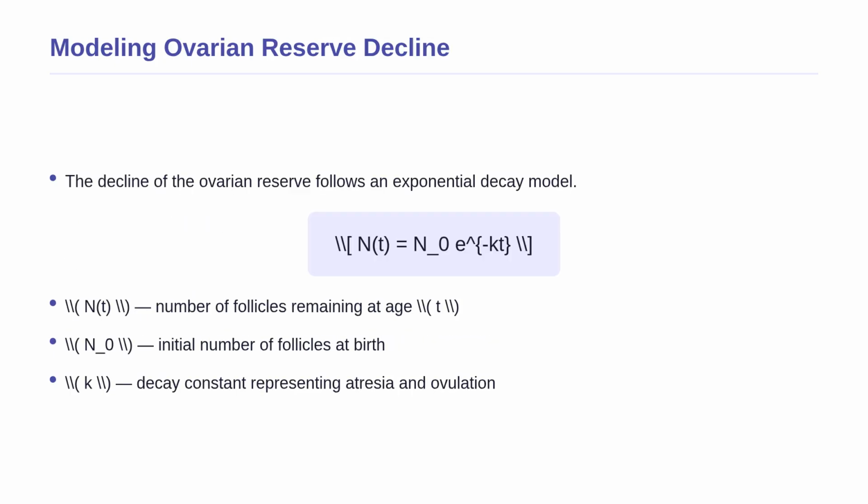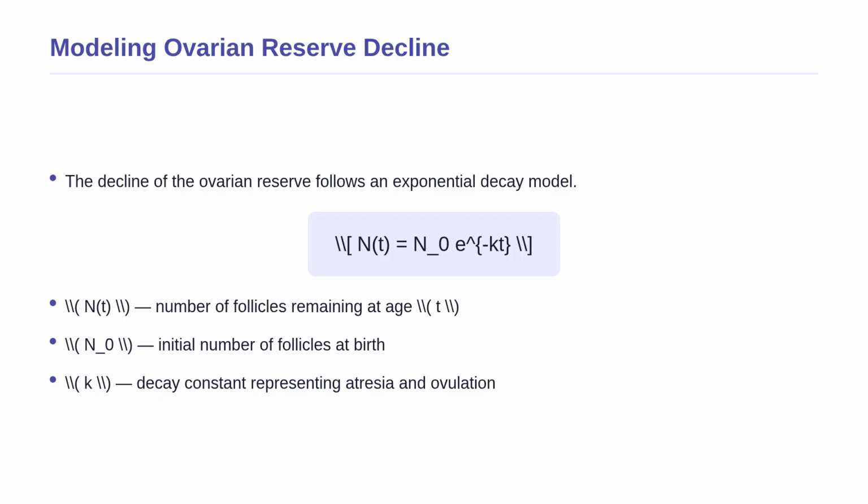This concept of a depleting reserve leads us to an important mathematical model. We can actually predict a woman's fertility window by modeling this decline using an exponential decay formula. The formula is N(t) = N0 × e^(-kt). Let us break this down.